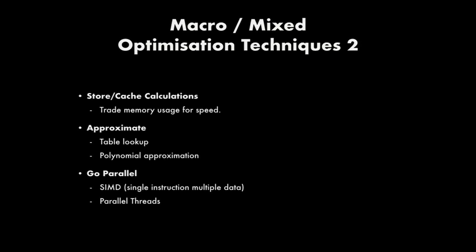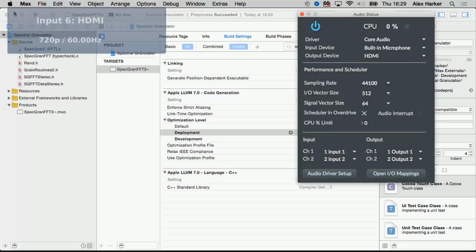We can store or cache calculations. We can approximate. Ollie last week was talking about table lookup for oscillators. We're also going to do some polynomial approximation in a minute. It's going to be great. There's going to be a graph and everything. Or we can go parallel in one of two ways that I'm going to talk about later. That's probably enough techniques. We'll come back to micro techniques in a minute.